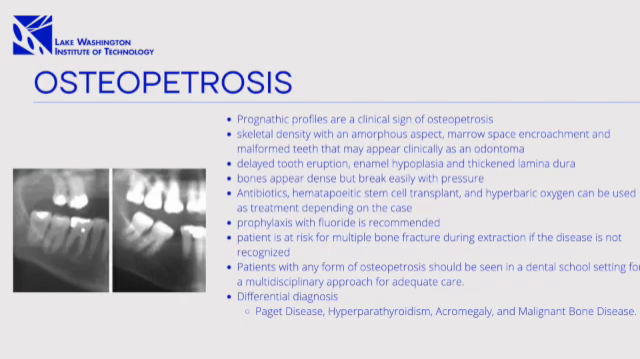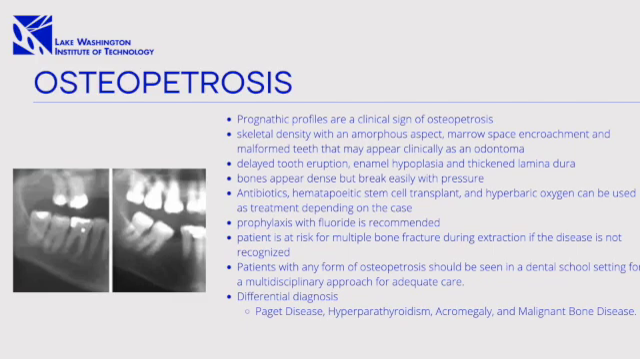Radiographically, there is skeletal density with an amorphous aspect, narrow space encroachment, and malformed teeth that may appear clinically as an odontoma. Clinically, there is delayed tooth eruption, enamel hypoplasia, and thickened lamina dura. Although the bones appear dense, they are of poor quality and break easily with pressure. Bone fracture and osteomyelitis are often experienced by the patient. Often, osteopetrosis is diagnosed when these events occur.